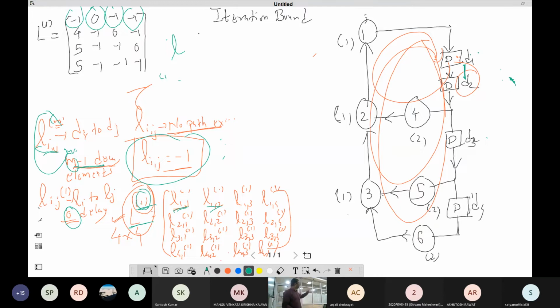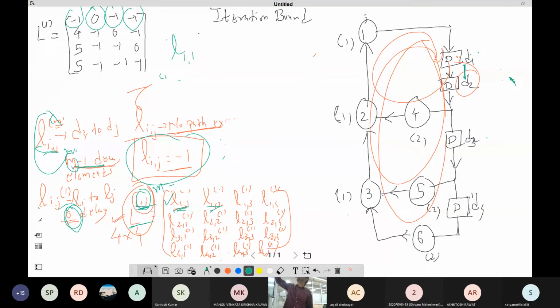When I talk about L2, then I will talk about 1 delay. When I talk about L3, then 2 delays. But since I am talking about L1, where m is equal to 1, here it should be 0 delay, and this is fixed for all the elements. Now i and j change depending upon the particular element.